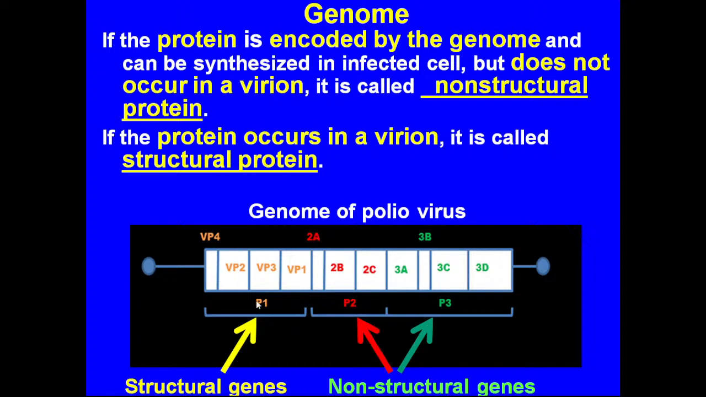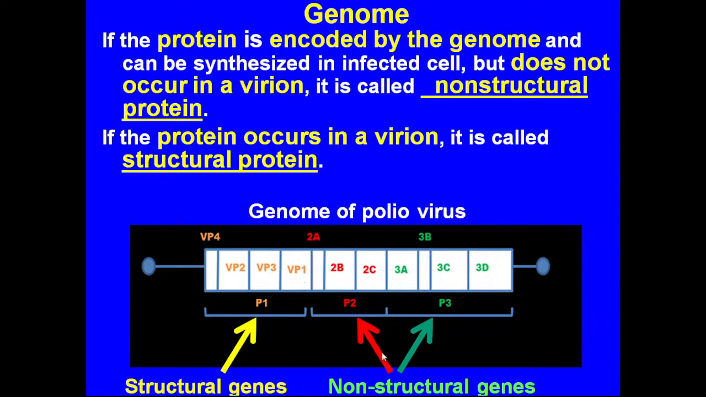My dears, take a look here. So here you can see from VP1 to VP4, viral protein 1, 2, 3, 4. These are the genes that code for structural proteins. When these proteins are produced, they form the capsid with nucleic acid inside. So structural proteins are those that can be found in the extracellular infectious virus particle, that is the virion.